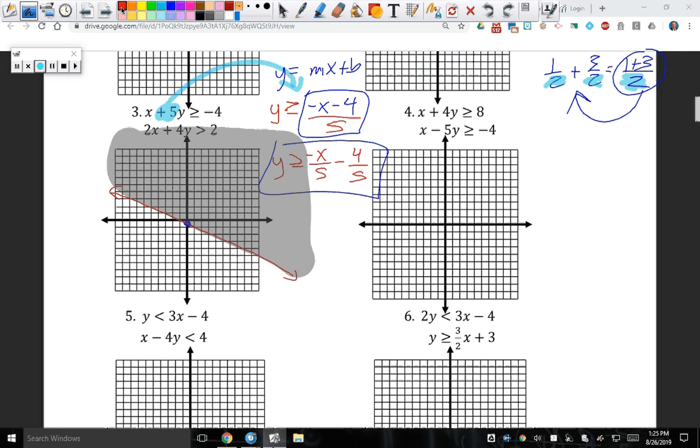Now, this next one, it's not going to flip because that 4 is positive. So I'm already thinking y is greater than. Subtract this 2x and divide by 4.